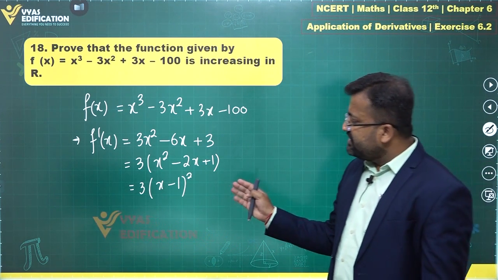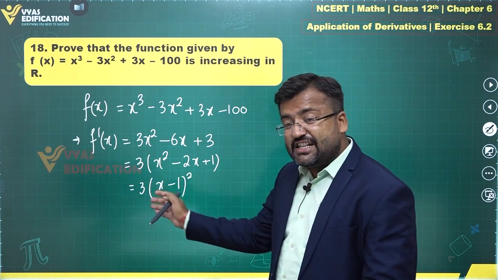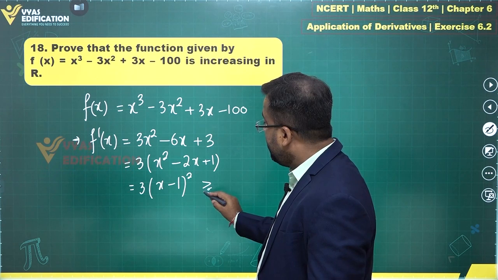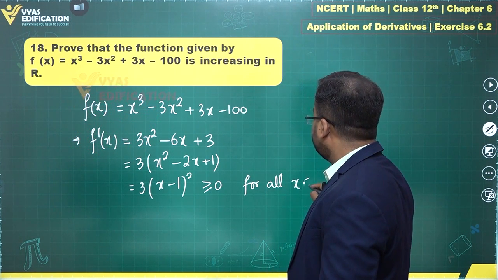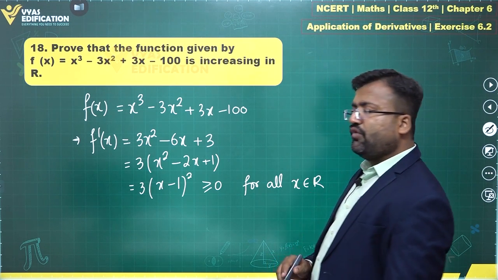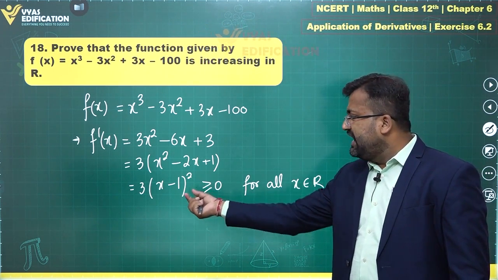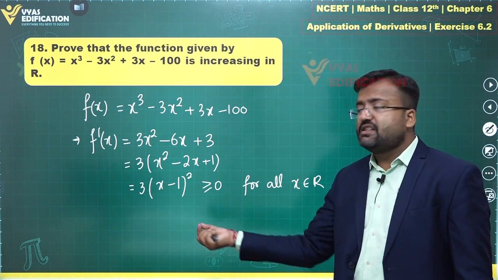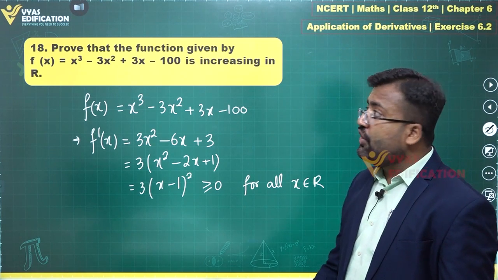So f'(x) is this quantity, and do you observe that since this is a square quantity, this will be greater than or equal to 0 for all x belonging to real numbers. For all x real, this quantity will be greater than or equal to 0. Equal to 0 at only one unique point, that is 1. This is the derivative which is always greater than or equal to 0.